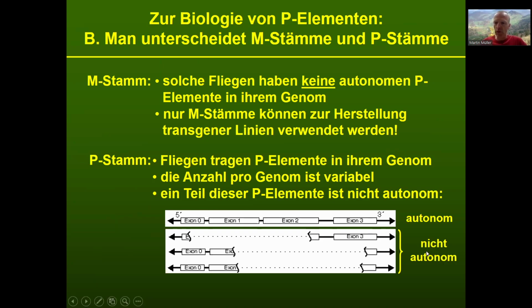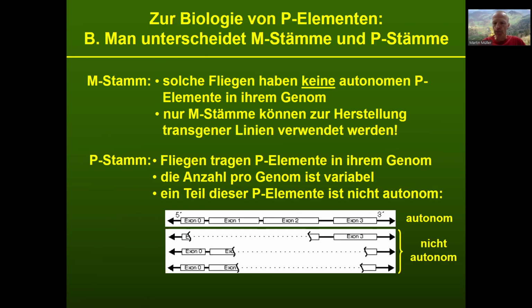The non-autonomous P elements, as they are shown here, require, if they want to move around in the genome, the presence of an autonomous P element which produces transposase. And if there is transposase, these P elements here can also move around. But they cannot move around if there is no autonomous P element around in the genome. So this is a very important observation. There are two different types of transposons.